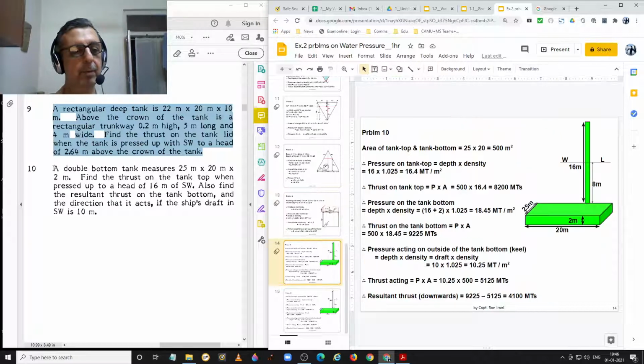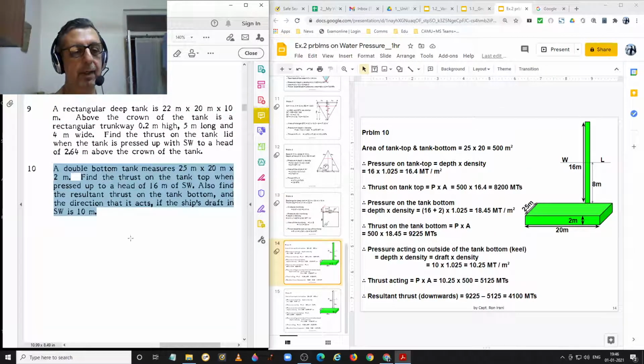Going on to problem number 10. Problem number 10 states a double bottom tank measures 25 meters by 20 meters by 2 meters. Find the thrust on the tank top when pressed up to a head of 16 meters of salt water. Also find the resultant thrust on the tank bottom and the direction that it acts if the ship's draft in salt water is 10 meters.